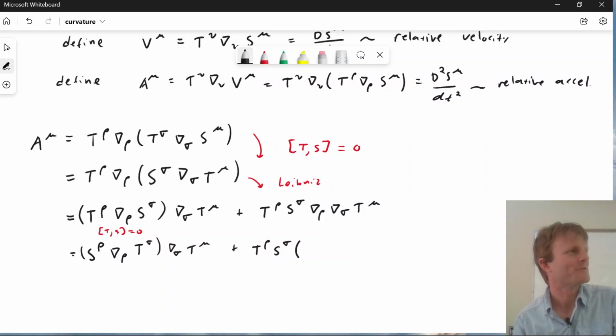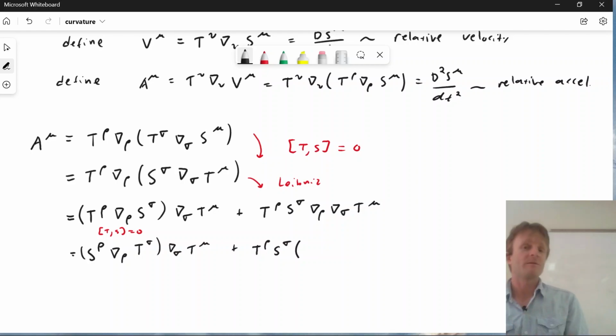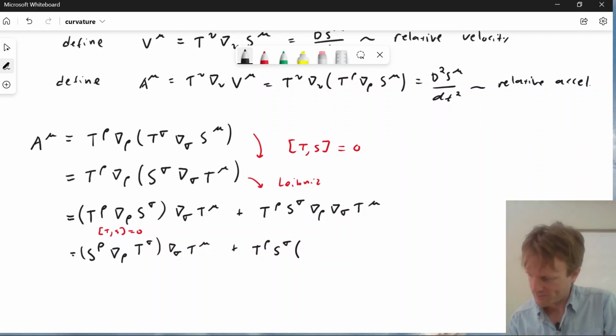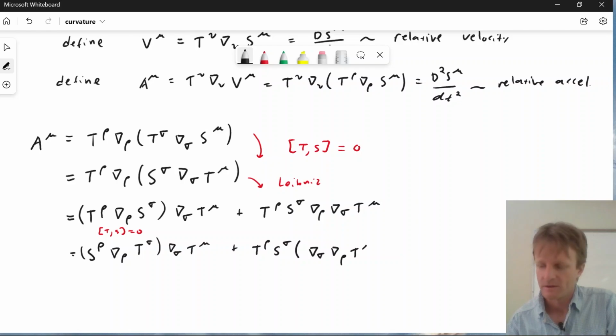Yeah, right. So remember, in fact, the definition we chose for the Riemann tensor was that when you commute the covariant derivative acting on a tensor, the failure to commute was given by the Riemann tensor contracted with the original one itself. So we can change this to del sigma del rho T mu.